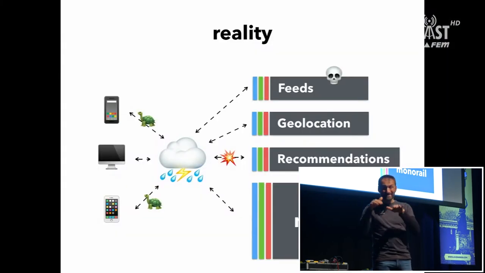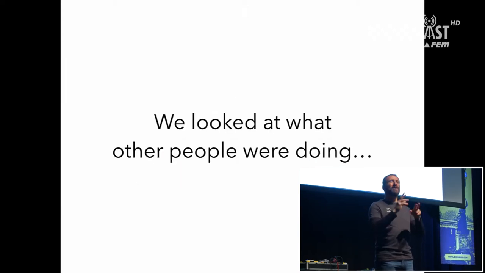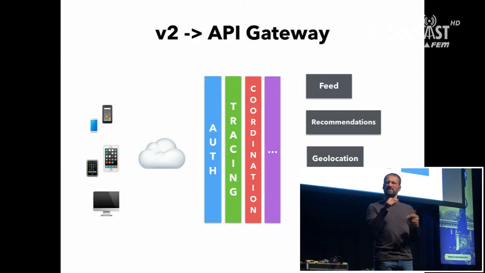And because of that, as a consequence of that extra difficulty, we also started to repeat a lot of concerns. We had to implement security everywhere, auditing, and all of those little services, and reliability concerns all over the place. So we looked at what other people were doing when they decided to adopt this sort of service-oriented architecture. And one thing that we learned is that there's this thing called an API gateway. So what is an API gateway?